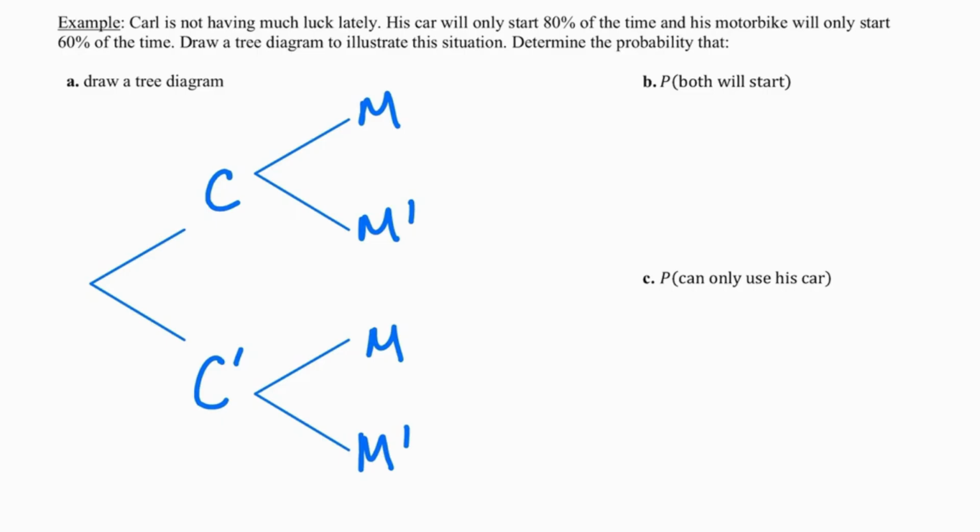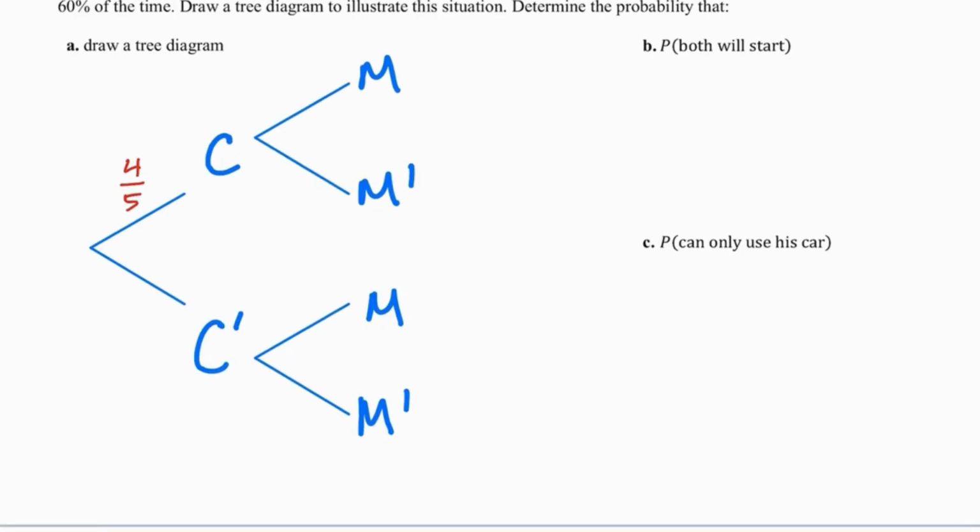So what I'm going to do is write the probability of each event happening on their little branches. So Carl goes up to his car. 80% of the time it works. So I'm going to make that a fraction, so 4/5. You can leave it as a percentage or make it a decimal if you want to. Well, the complement event is that it doesn't work 1/5 of the time. So it works 4 out of 5 times, 1 out of 5 times it doesn't. The motorbike is 60% of the time, or 3/5. Well, if it works 3/5 of the time, it doesn't work 2/5 of the time.